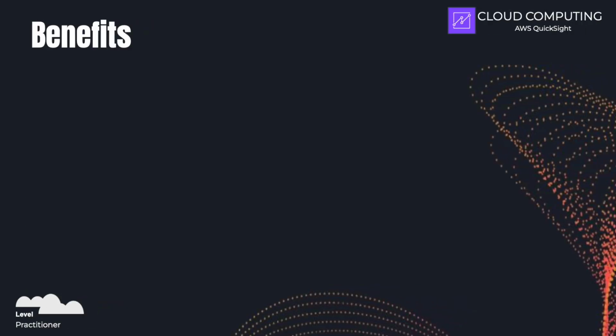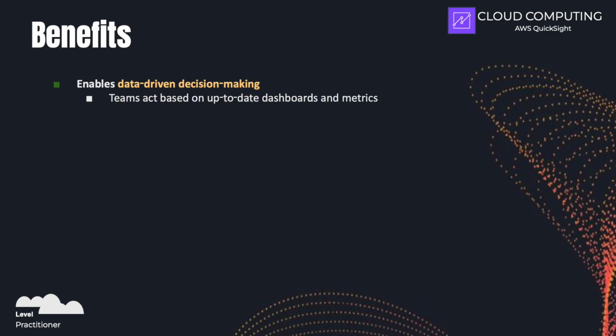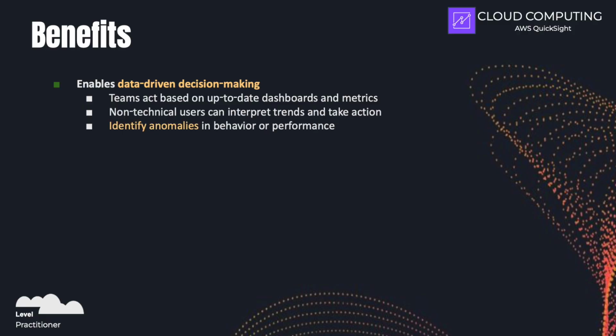Now, why use Amazon QuickSight? Let's look at why would a business actually choose to use Amazon QuickSight as a solution. QuickSight enables data-driven decision-making. Instead of guessing or relying on gut feeling, teams can look at up-to-date dashboards and make decisions based on what the data shows. For example, you might notice a drop in usage at certain hours, or a spike in refunds for a particular product and then decide what actions to take next.